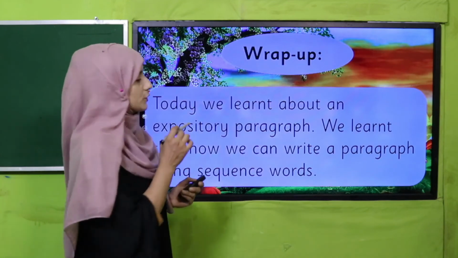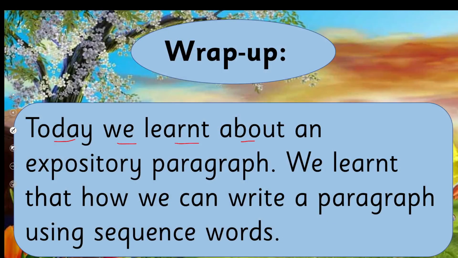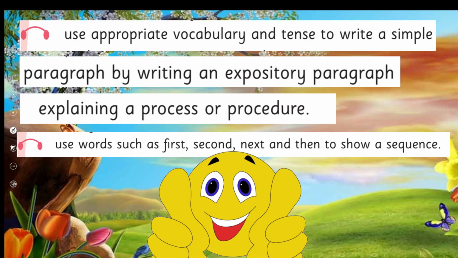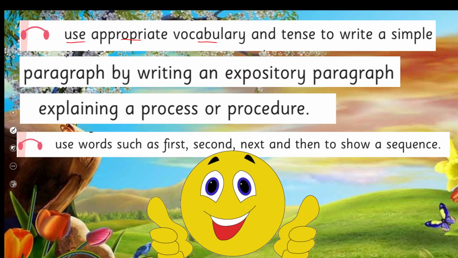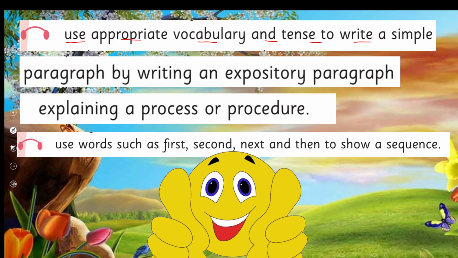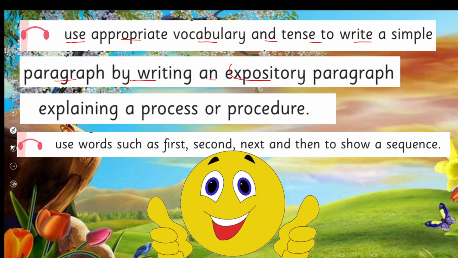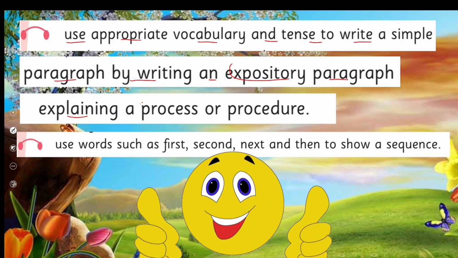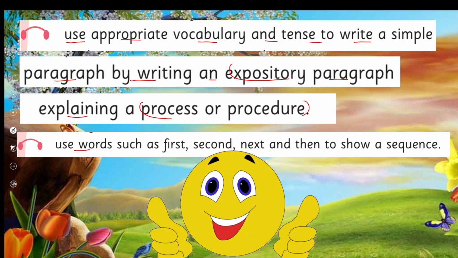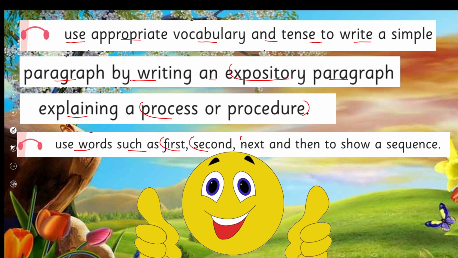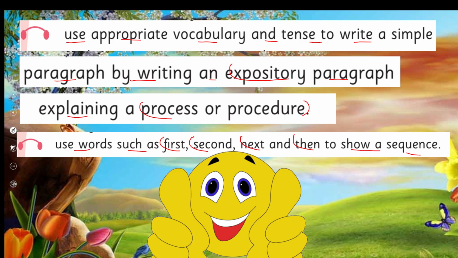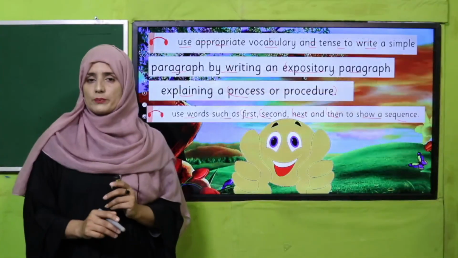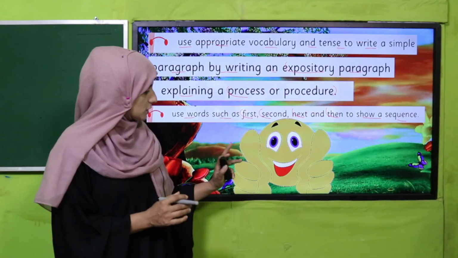So what have we learned today? Today we learned about an expository paragraph. We learned how we can write a paragraph using sequence words. In this way we have covered our SLO: use appropriate vocabulary and tense to write a simple paragraph, an expository paragraph, explaining a process or a procedure. Use words such as first, second, next, and then to show a sequence. Wow, good job. We have done it in a nice way.